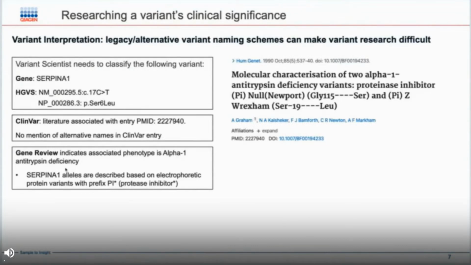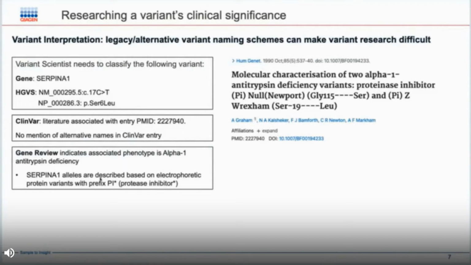And you get a little bit of background information about the gene. You see that variants were initially described based on electrophoretic protein variants with the prefix PI denoting protease inhibitor. So essentially they would add this PI in conjunction with the name of the location where this variant was identified. And this was all before they knew that SERPINA1 was the associated gene. And so you have not only what appears to be like a legacy name where the codon is different, but you have this different alternative naming scheme based on the location of where the variant was found.